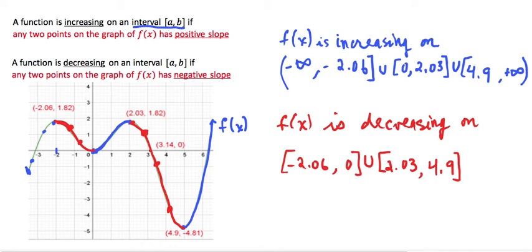Now, something that bothers people a little bit from time to time is that if you look at this, negative 2.06 is part of the increasing interval, and it's also part of the decreasing interval, but that's okay. A single point can be a part of an increasing interval and a decreasing interval. The reason that it can be is if you look at negative 2.06, right at that point, the slope actually levels off, right? The graph levels off at 0. So if the graph levels off like this at a minimum or at a maximum, it can be a part of a decreasing interval and an increasing interval. That's perfectly okay. That doesn't actually violate any of the definitions that we talked about here.